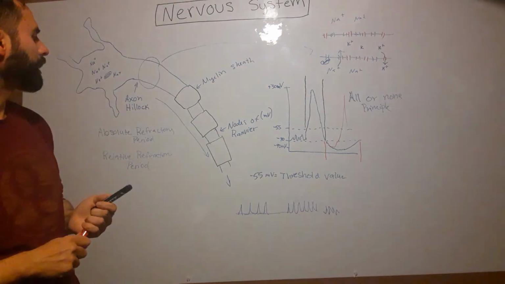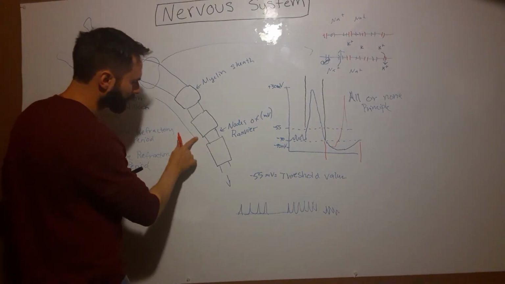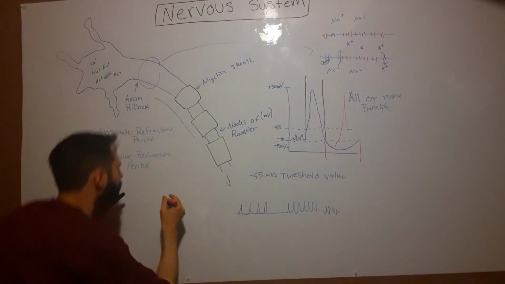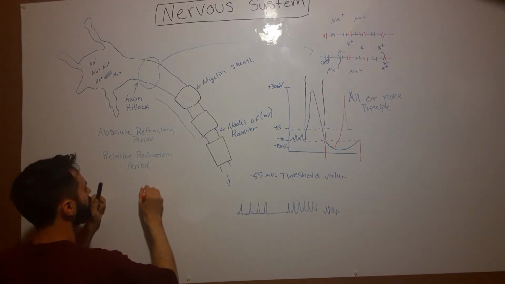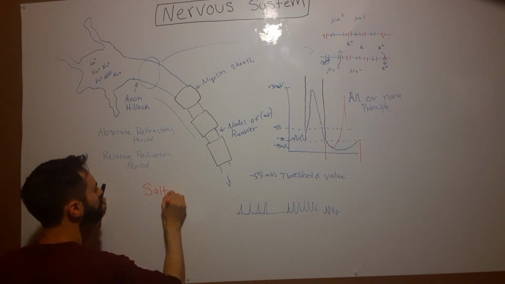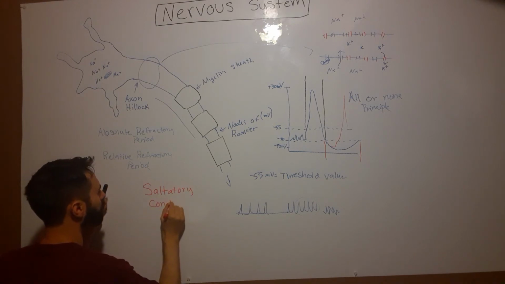Yes, actually, I forgot. I keep talking about these myelin sheaths, and you have no idea what they're for because I haven't talked about it. Myelin sheaths, and this is the last part, help us do what's called saltatory conduction. That's another important word that you'll want to know. Saltatory conduction.